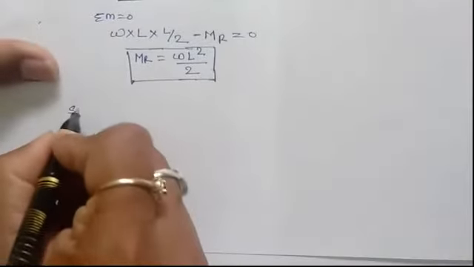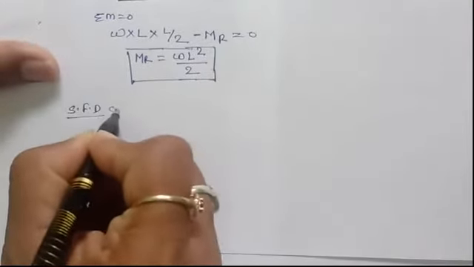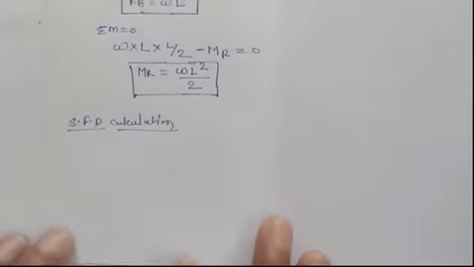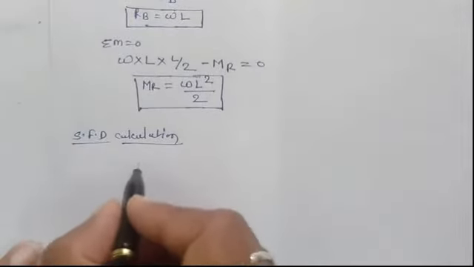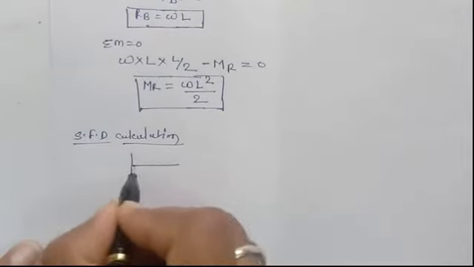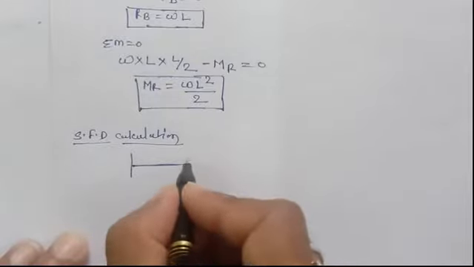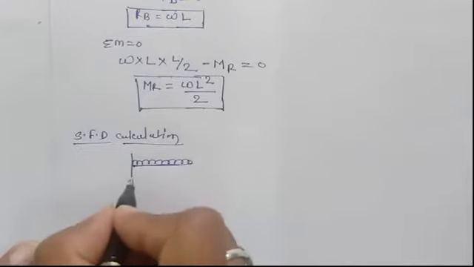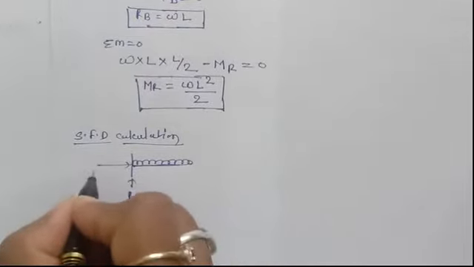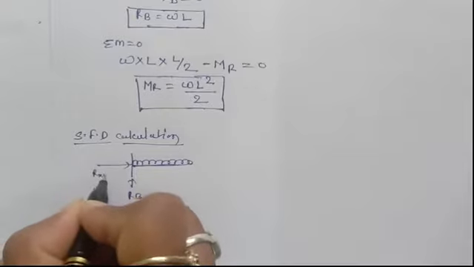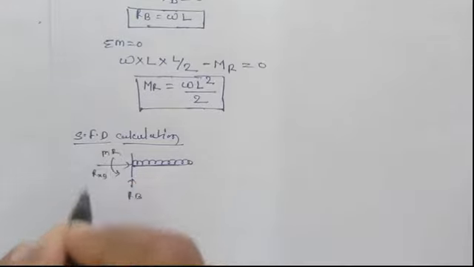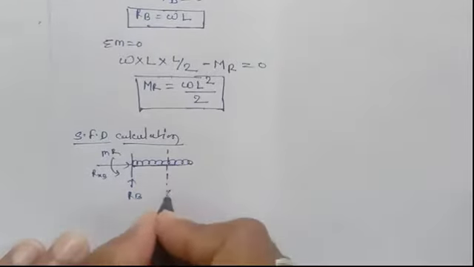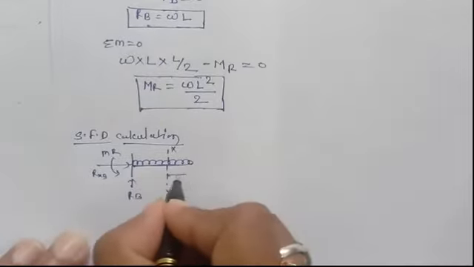Now calculate the shear force diagram for this particular problem. When we calculate, we can consider a section. Suppose the UDL is there, and here this is RB, this is RAX, and MR is there. Now we take any section, we cut the section. This section XX I am taking at a distance X.